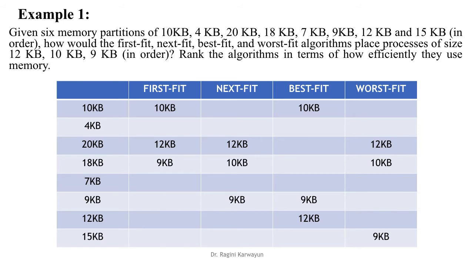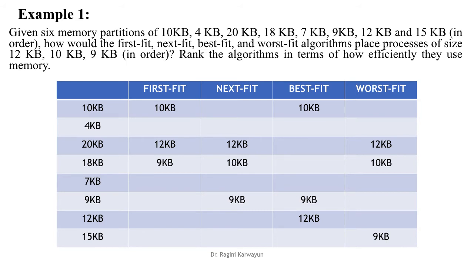So you write them in increasing order. Now the first process is 12 kb. You start the search from 4 kb: 4 kb is smaller, then 7, then 9, then 10 and then 12. So the 12 kb partition is best for a 12 kb process, and it will be allocated to the 12 kb process.